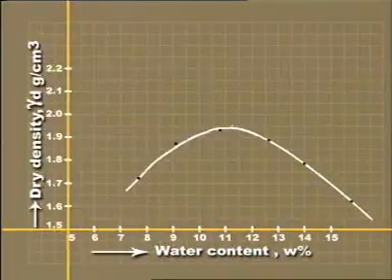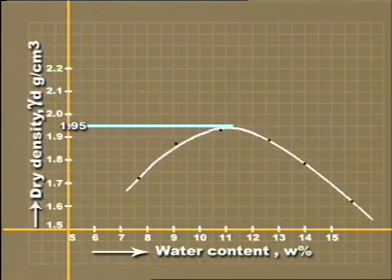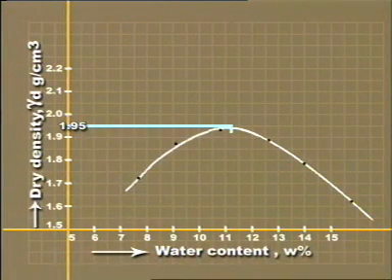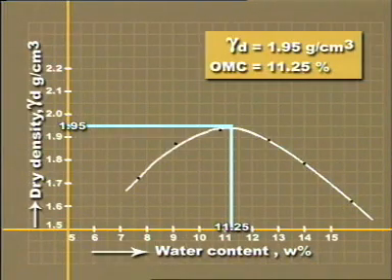From the curve, read maximum dry density and optimum water content, which is gamma d equal to 1.95 gram per centimeter cube and water content is 11.25%. Once the maximum dry density and optimum water content of the soil is known, we can achieve the degree of compaction of the soil for different projects.